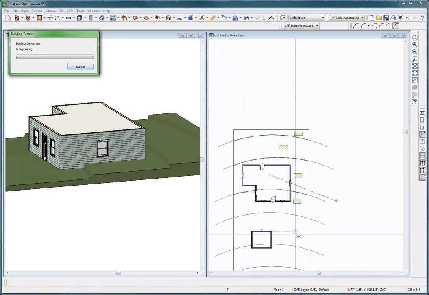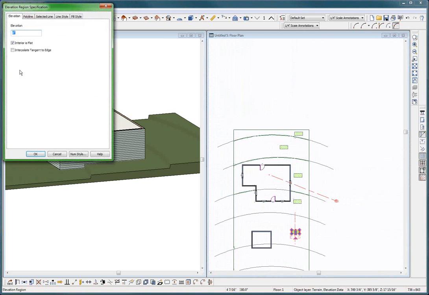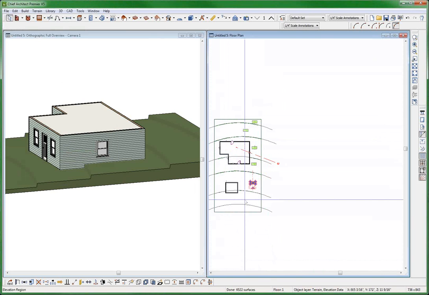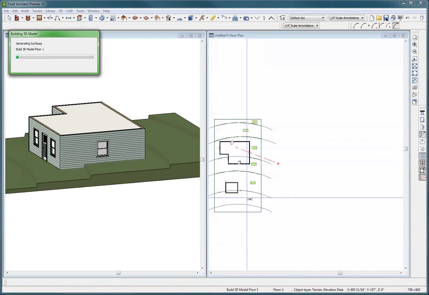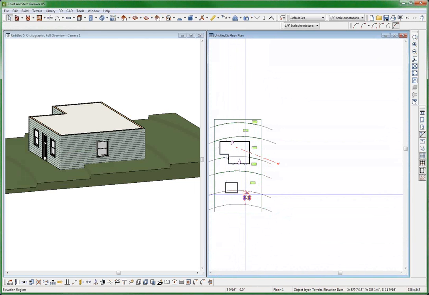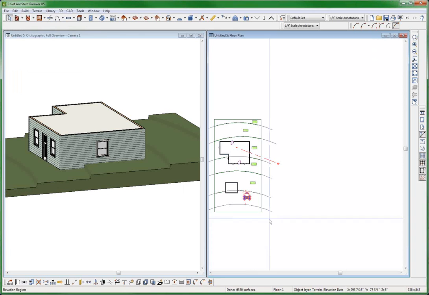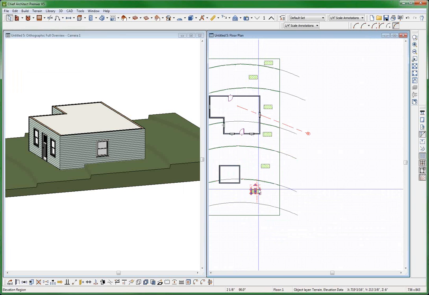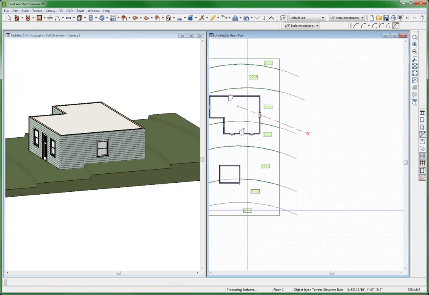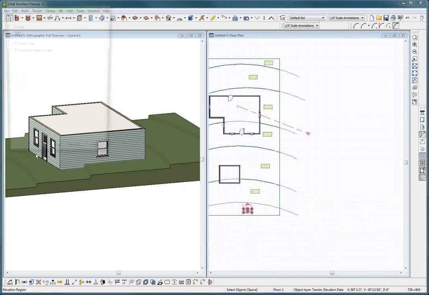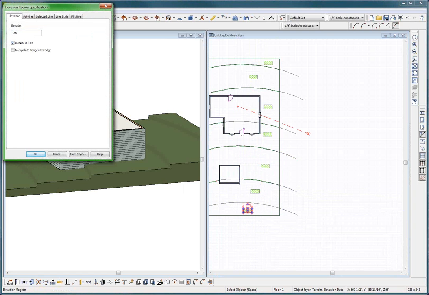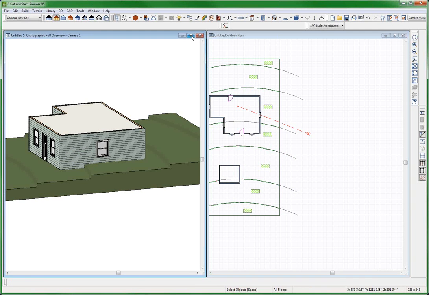Control-C, Control-V, stick it right here. U, make that minus 12. And you can see what's happening. Control-C, Control-V, U, minus 24. And Control-C, Control-V, stick it right here. And this is probably going to be minus 36, right? Yeah, minus 36. So now I got 1 foot steps on the terrain.